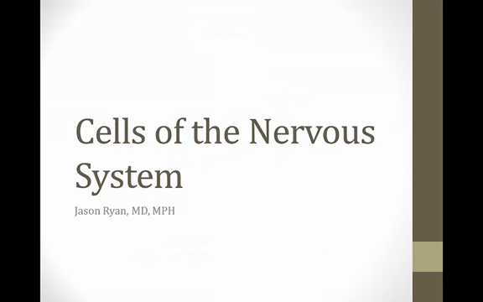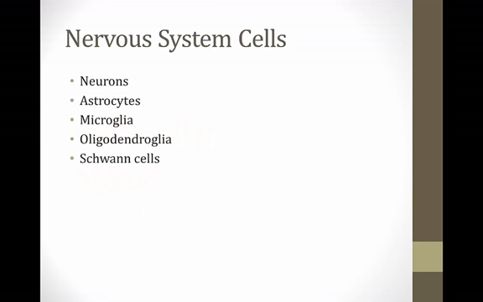Hello everyone and welcome to our module on cells of the nervous system. There are 5 cell types in the nervous system that you should be aware of, and the first cell type is the neurons, and these are obviously the most important. They're the ones that send out electrical signals to tell our body to conduct actions. Other cells that support the neurons are astrocytes, microglia, oligodendroglia, and Schwann cells, and we'll talk about all of these in this module.